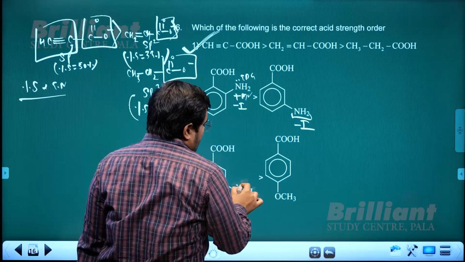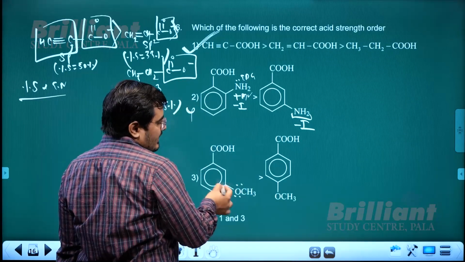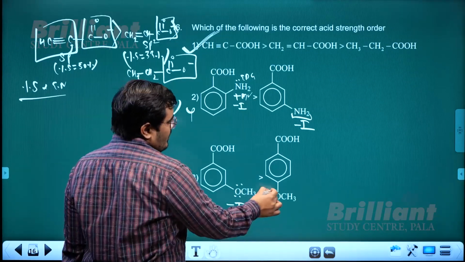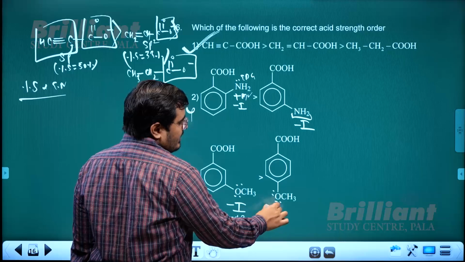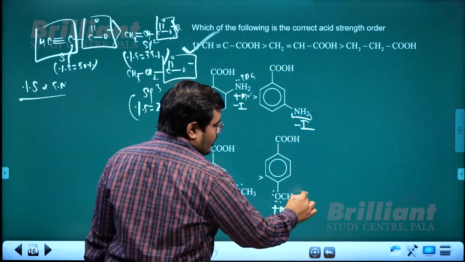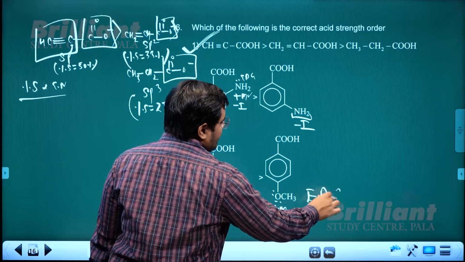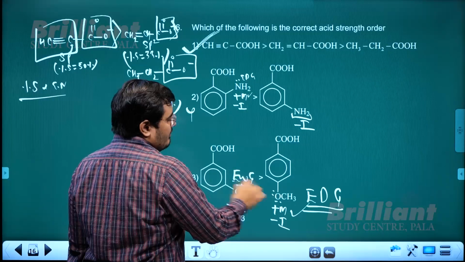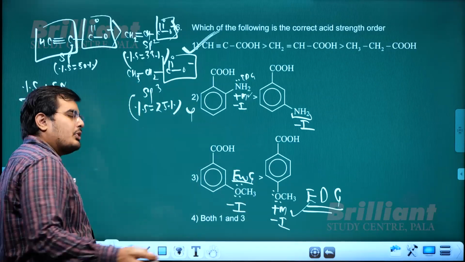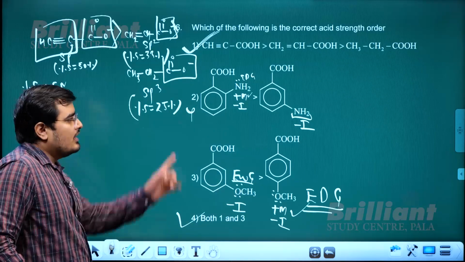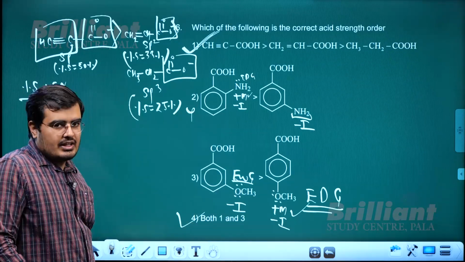Whereas if we talk about OCH3 here, this is at the meta position, so it can only apply minus I. Whereas here OCH3 will apply plus M and minus I. Plus M is going to be dominant, so we can say this group will particularly act as electron donating and this will act as electron withdrawing. And as we know, an electron withdrawing group increases the acidity, so the answer here will be both 1 and 3. The second option is not correct.